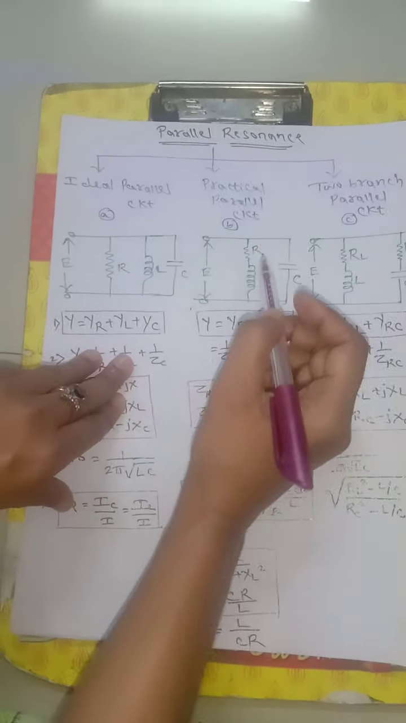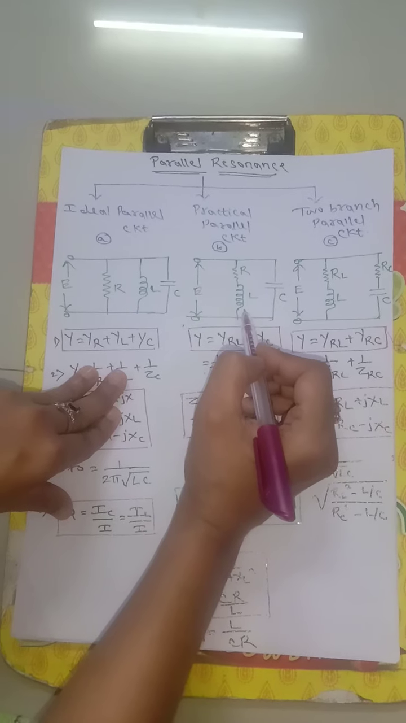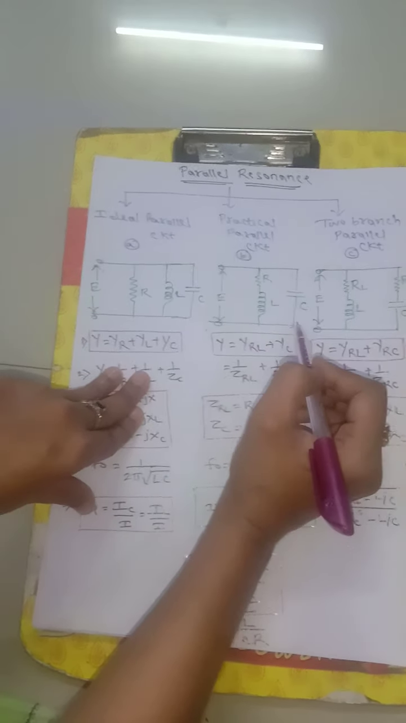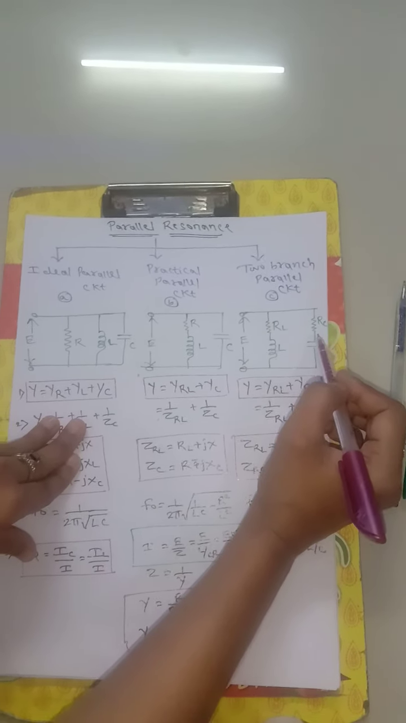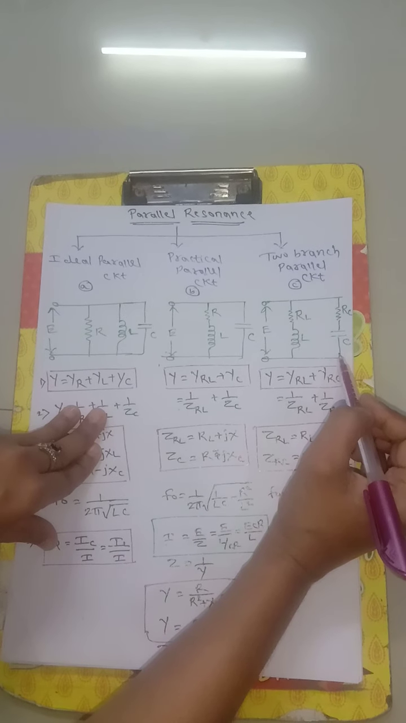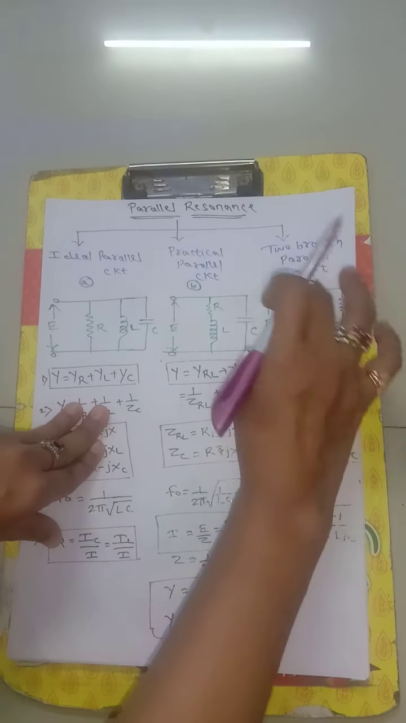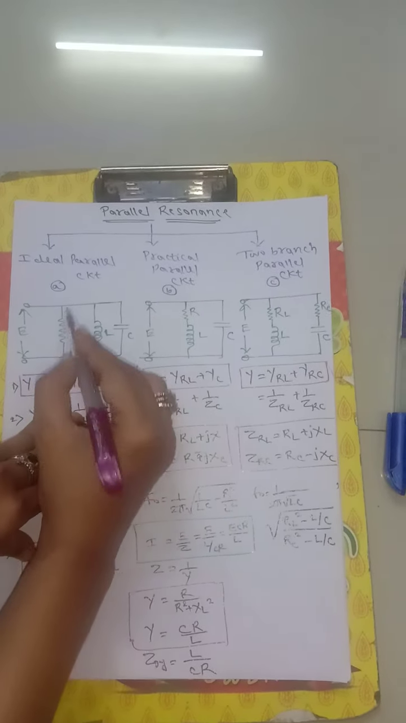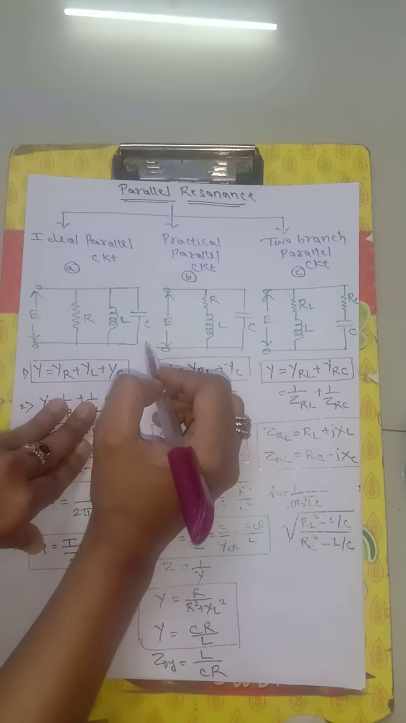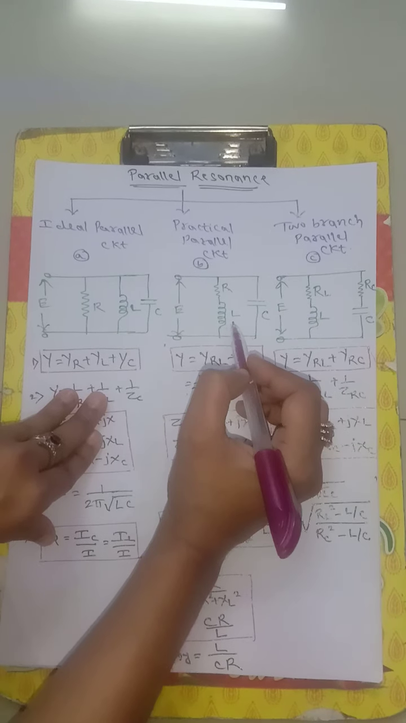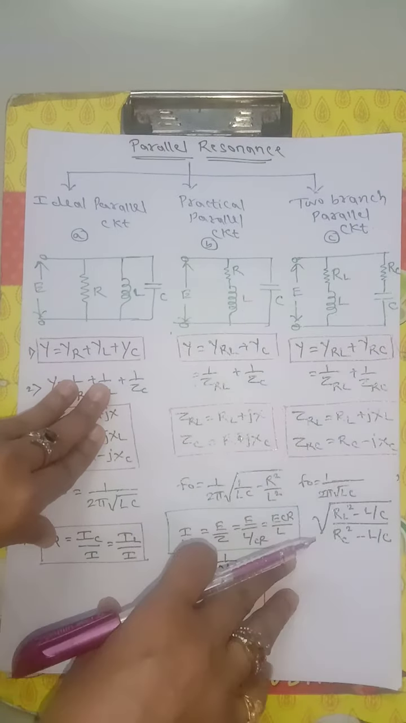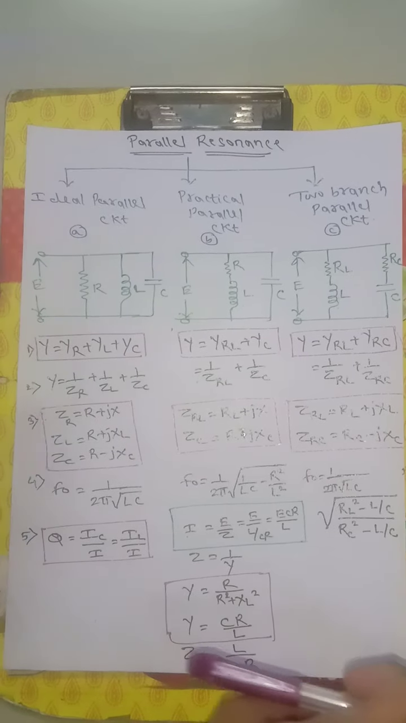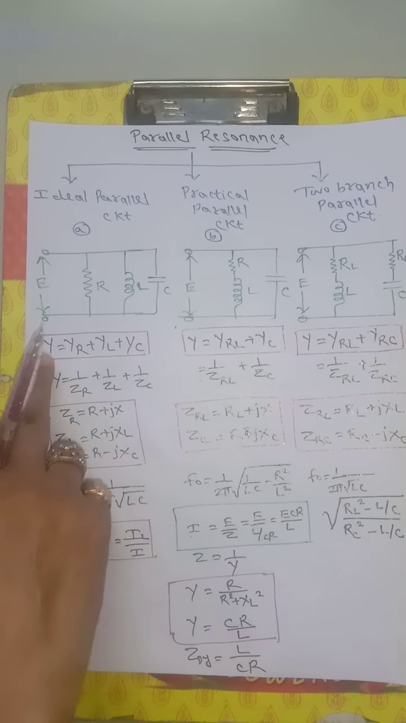In the practical case, R is connected in series with L and C is independent. In the two branch case, if you observe, R is connected in series with L and R is also connected in series with the capacitor, so these are the two branches. See here, R is independent, L is independent, C is independent. But here R and L are together, C is independent. And here R and L, R and C. Likewise, in all cases we can calculate the admittance, denoted by Y.